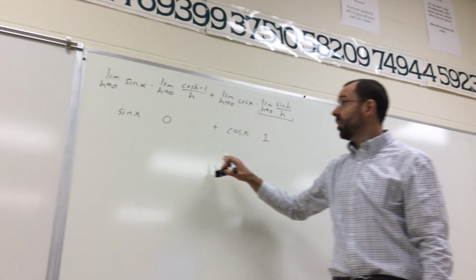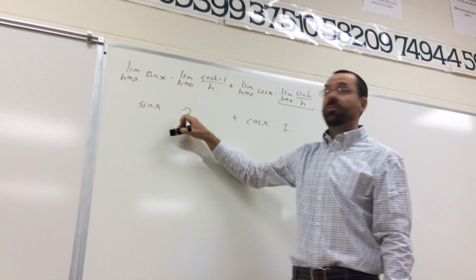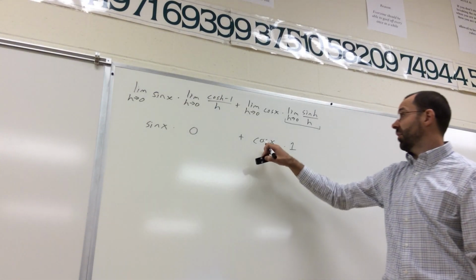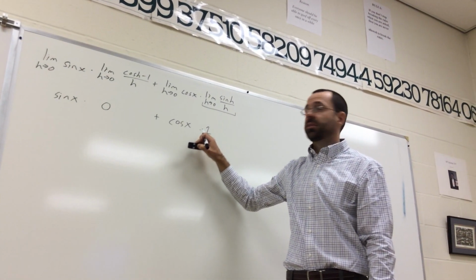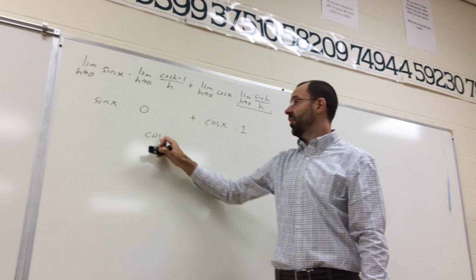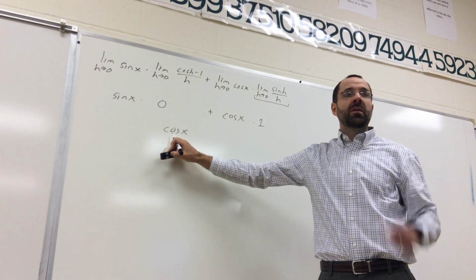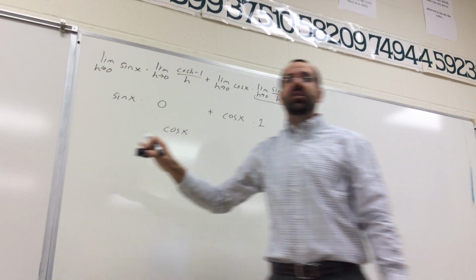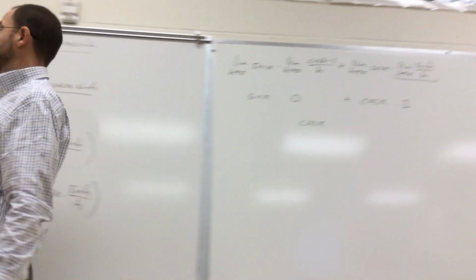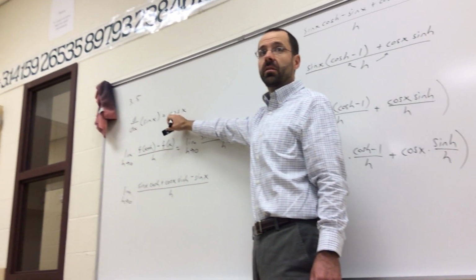Okay, so that's good, because then the sine of x times 0 is 0, and the cosine of x times 1 is cosine of x. And so we are getting the final answer, cosine of x. So I wasn't lying back here when I said that the derivative of sine was cosine.